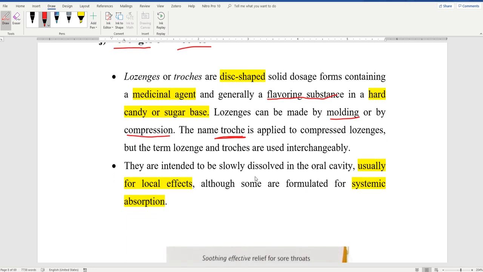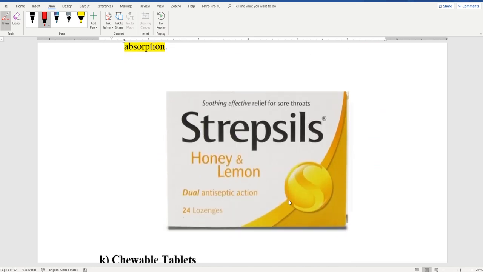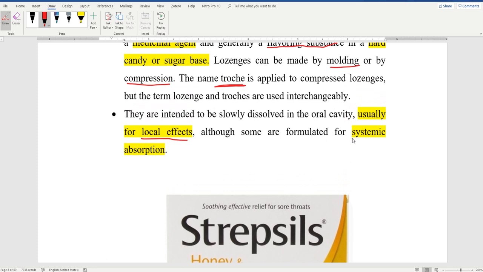طيب, the drugs that are in lozenges, they are usually for local effect. يعني for example, when you have sore throat or you have infection in the throat, you use lozenges because it contains antiseptic medication. It can also contain local anesthetic medication. Although for some lozenges it may contain a drug for systemic absorption. Say for example, let's say vitamin C, etc. You suck the lozenges into your stomach and then it gets absorbed.